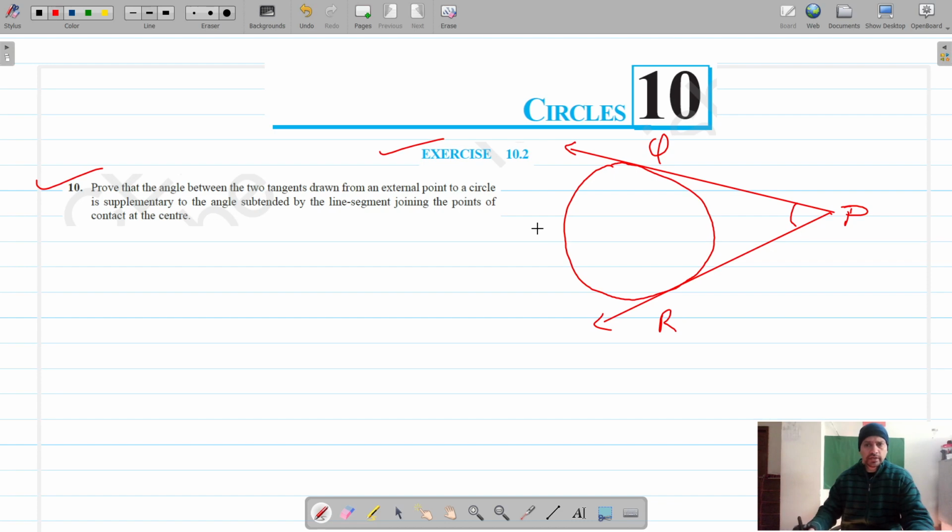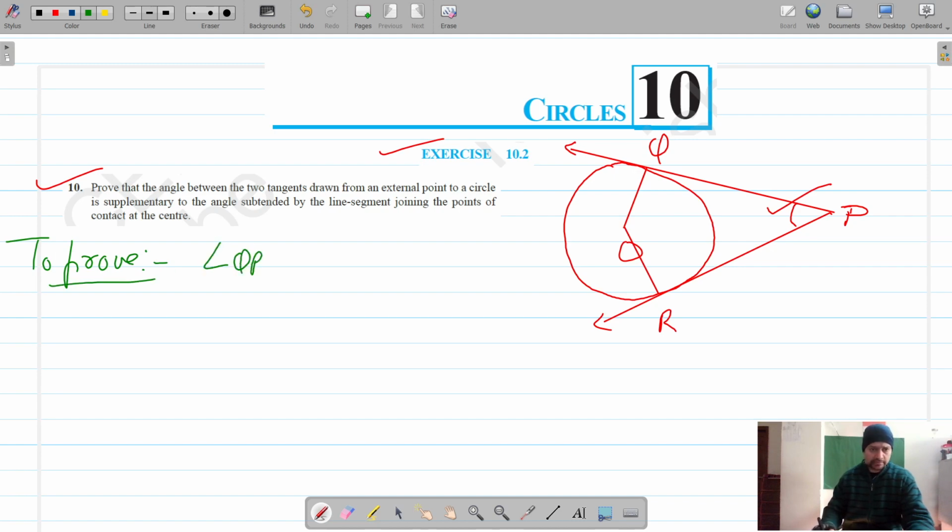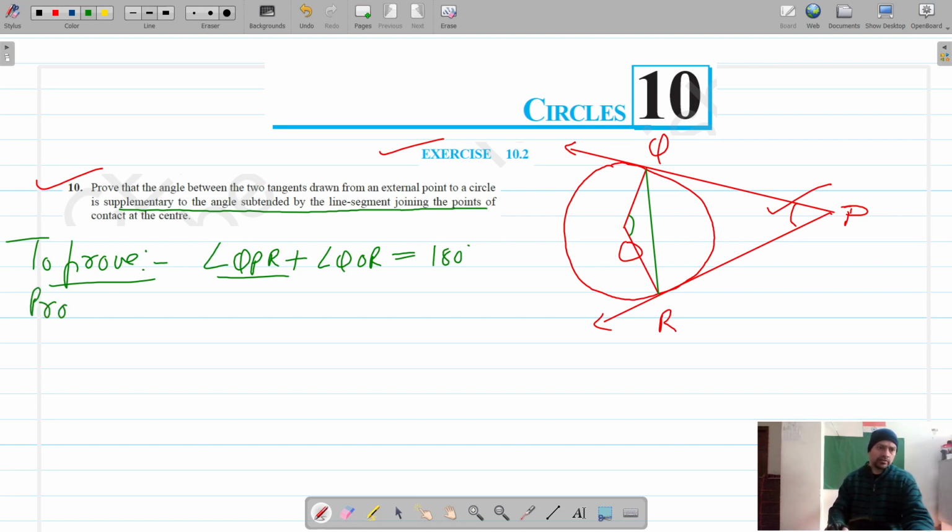The angle between the two tangents is this one, and let's say this is the center of the circle, and let's join the points of contact to the center. These are the two radii. We have to prove that angle QPR is supplementary to the angle subtended by the line segment joining the points of contact. This line segment subtends angle QOR at the center. So we have to prove that angle QPR and angle QOR are supplementary, and we know that supplementary angles are two angles whose sum is 180 degrees.